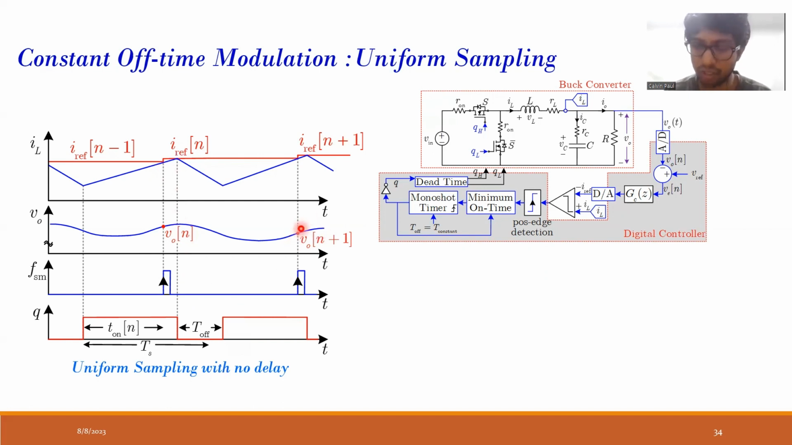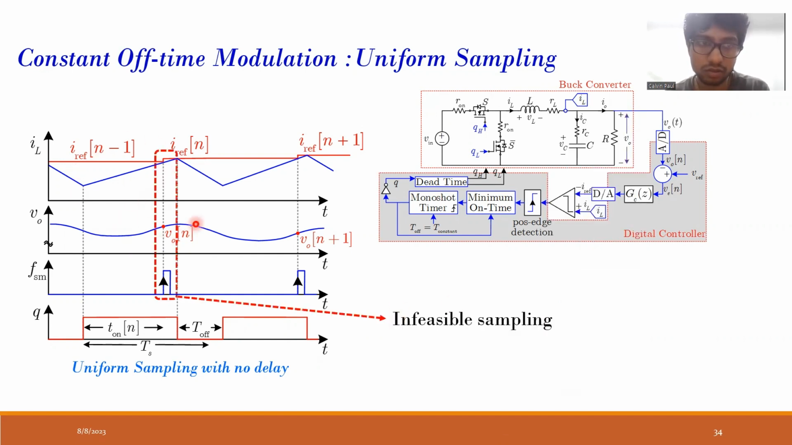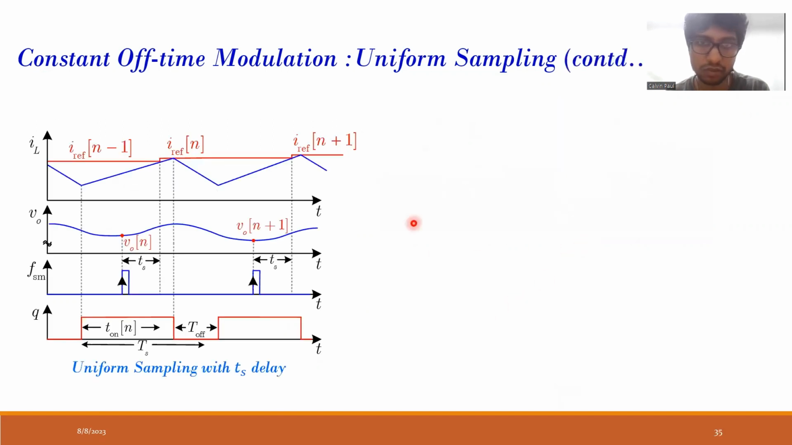This is as I told earlier. When we do variable frequency control, we have to use event-based sampling. We cannot use uniform sampling because uniform sampling would result in limit cycle oscillations, which are not desirable. But this is showing the case where we are using uniform sampling and there's no delay. So what is happening is the reference current is getting updated abruptly in between. So this is infeasible. This is not practically possible as well.